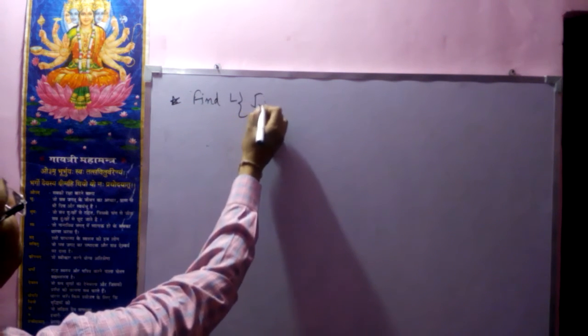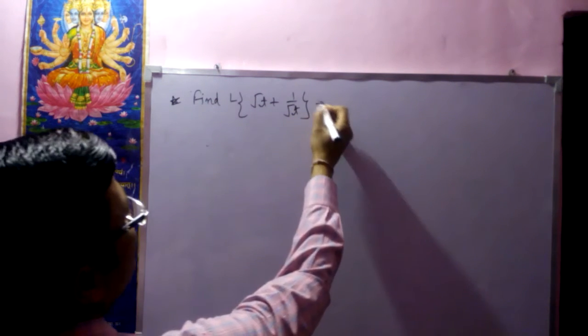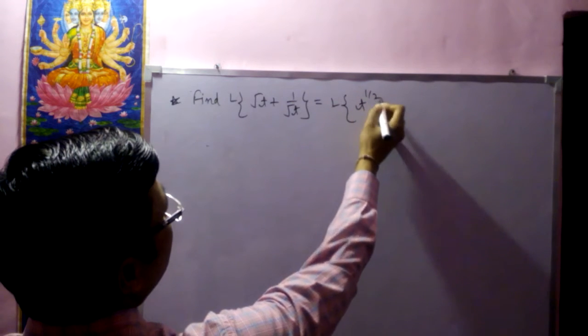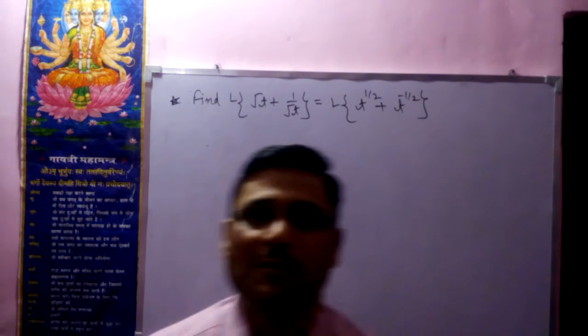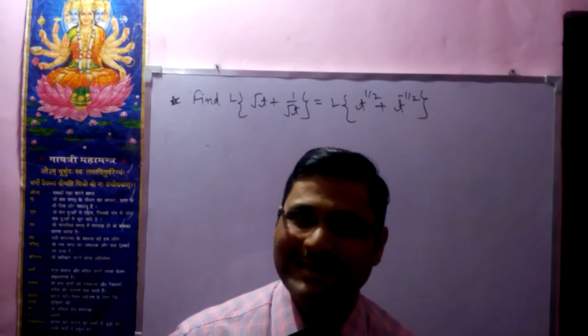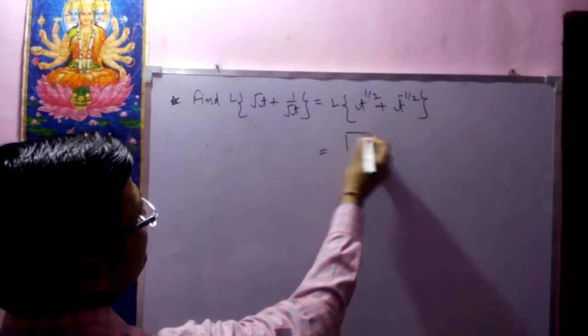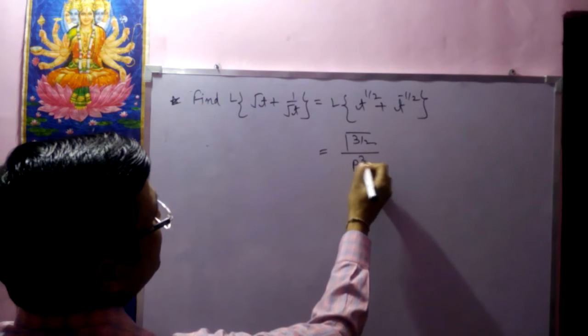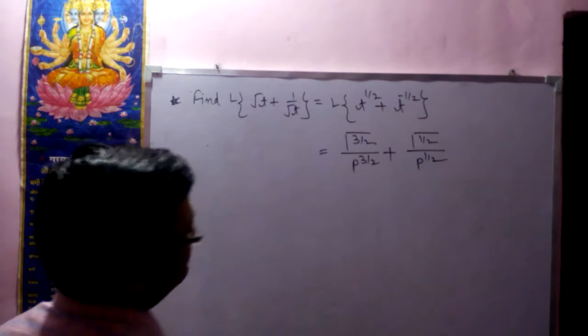Now we are going to some examples for these properties. Just like, find the Laplace transformation of root t plus 1 upon root t, that is the Laplace transformation of t to the power 1 by 2 plus t to the power minus 1 by 2. We know that the formula of the Laplace transform is the Laplace of t to the power n is gamma n plus 1 upon p to the power n plus 1. That is gamma 3 by 2 upon p to the power 3 by 2 plus gamma 1 by 2 upon p to the power 1 by 2.